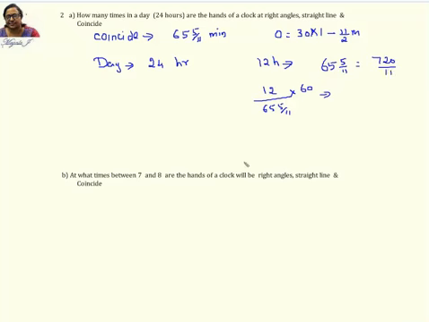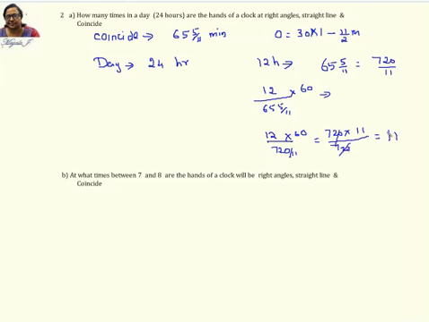So replace that here: 12 divided by 720 by 11 into 60. What is 60 into 12? It is 720. And this 720 is down, so the 11 will come up. So 11 divided by 720 times 720 gives the answer 11.